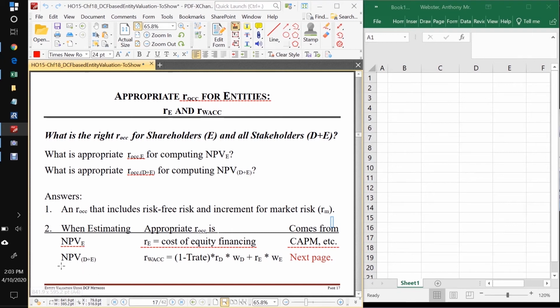Okay. All right. So when we're valuing the firm for everybody, we're trying to get an NPV for debt holders and shareholders. The discount rate that we're going to use is called RWACC, and that stands for our opportunity cost.